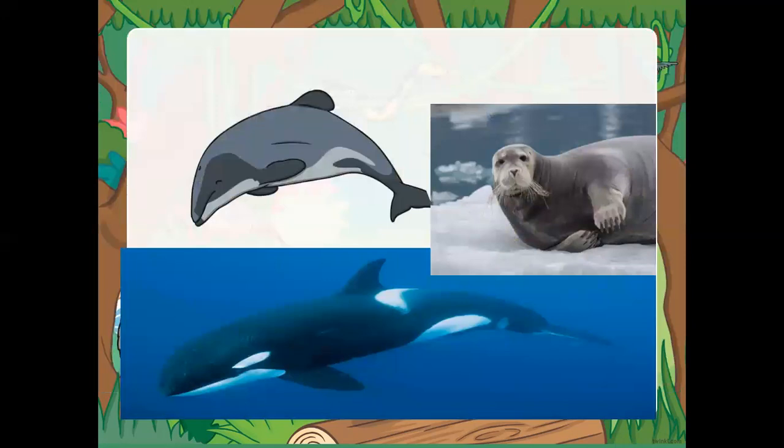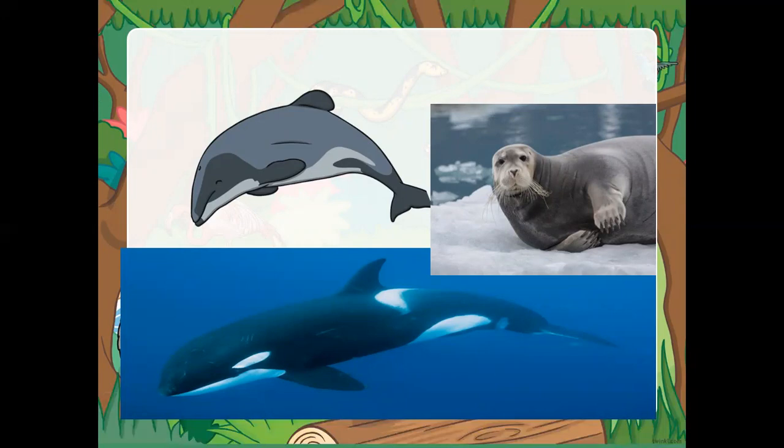Okay, now I have whale, shark, and seals. What do you think? They live under the water. But I want to know if they are mammals or not. So I will see their features. They have lungs. Okay. They give birth and feed their babies with milk. They are warm-blooded. They have hair that covers their skin in some areas. But they don't have legs. Yes, they don't have legs because they live underwater.